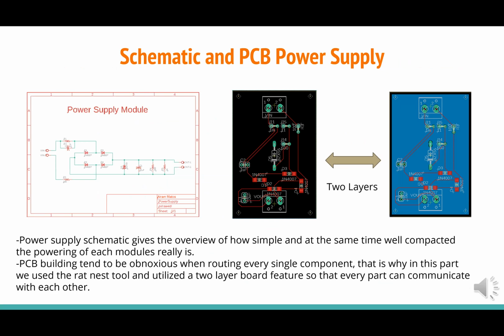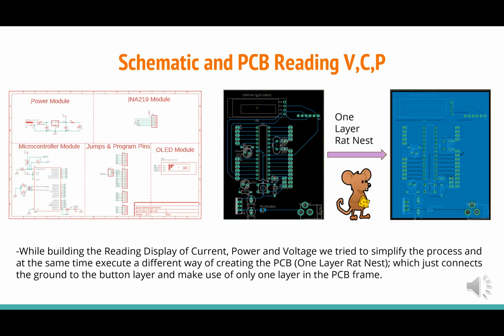The power supply schematic gives the overview of how simple and at the same time well compacted the powering of each module really is. PCB building tends to be obnoxious when routing every single component. That is why in this part we used the rat nest tool and utilized a 2-layer board feature so that every part can communicate with each other. While building the reading display of current, power, and voltage, we tried to simplify the process, at the same time executing a different way of creating the PCB, 1-layer rat nest, which just connects the ground to the bottom layer and makes use of only 1 layer in the PCB frame.